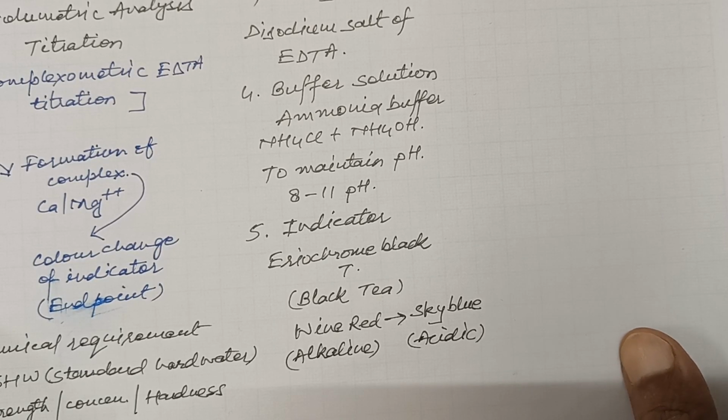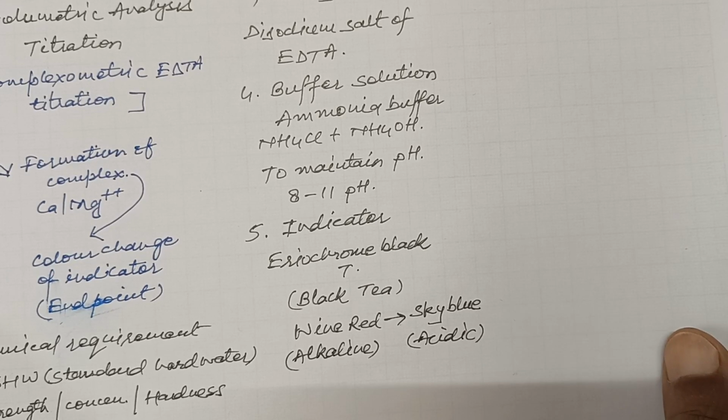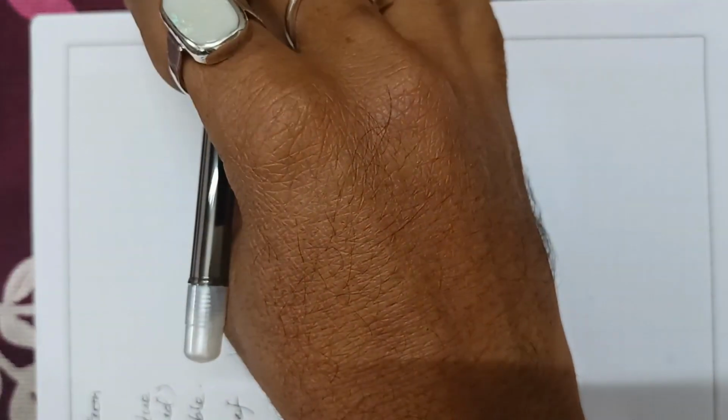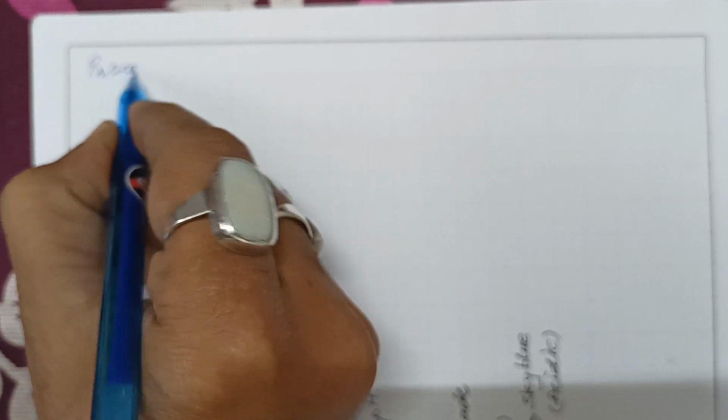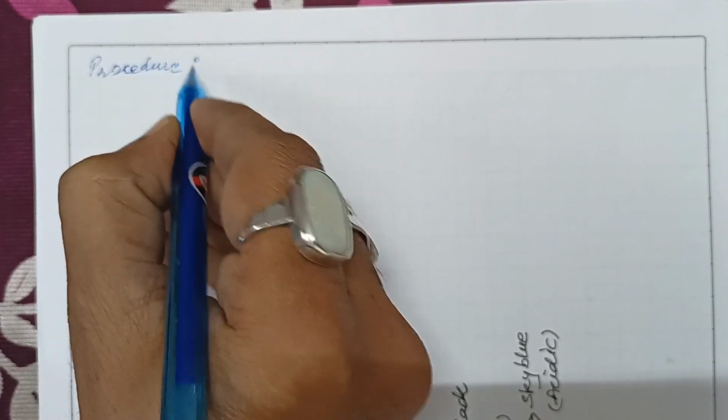Now, after discussing the chemical requirements, we would like to discuss the procedure of the experiment. So the next step is the procedure of the experiment.